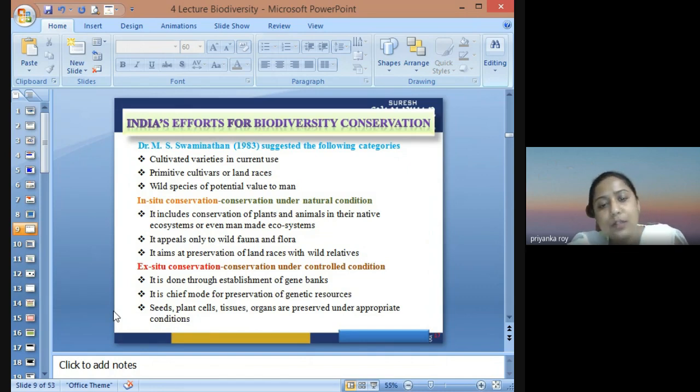Similarly, ex situ conservation is conservation under controlled conditions, like zoos. Okay, they are controlled conditions. Now it is done through establishment of gene banks, like, you have the panda, giant panda. The rights of the giant panda belong only to the country China, and they give pandas on lease to other countries. So they have this genetic pool with them, and they have given these pandas to other countries to enhance the genetic pool. But they have the rights on all the pandas over the world, it is China's property.